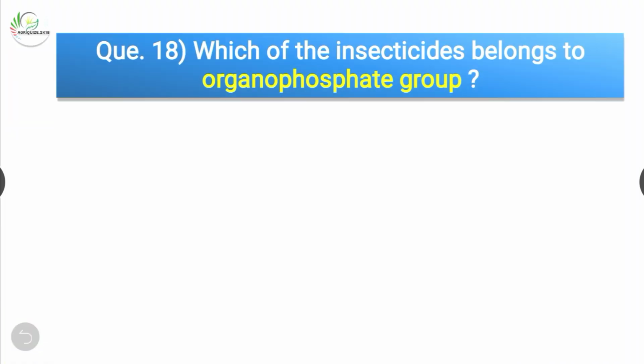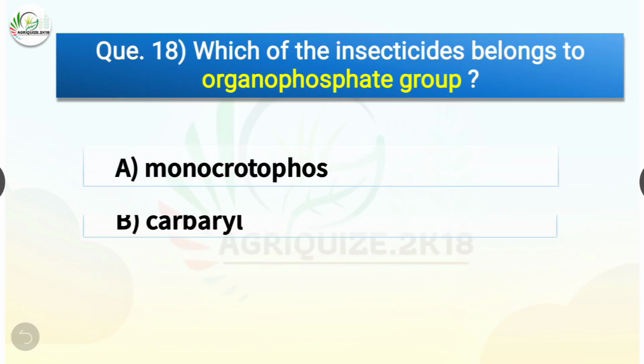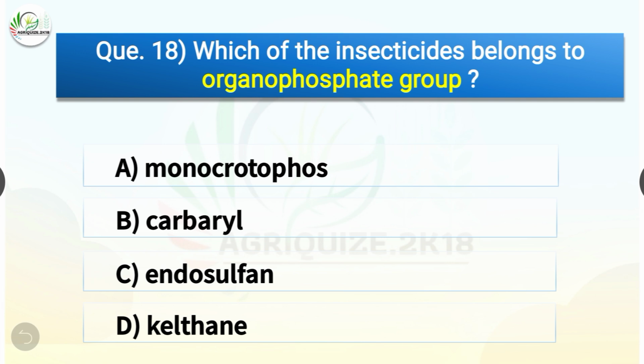Question number 18. Which of the insecticides belongs to organophosphate group? The options are monocrotophos, carbaryl, endosulfan, or kelthane. The correct answer is option A, monocrotophos. So monocrotophos is the insecticide which belongs to organophosphate group. Carbaryl belongs to carbamate group. Endosulfan belongs to organochlorine group, whereas kelthane also belongs to organochlorine group.